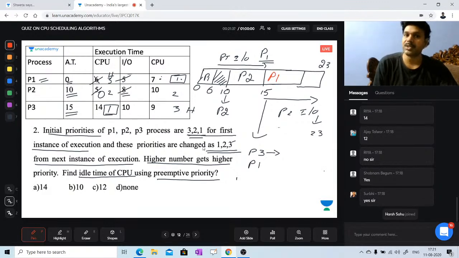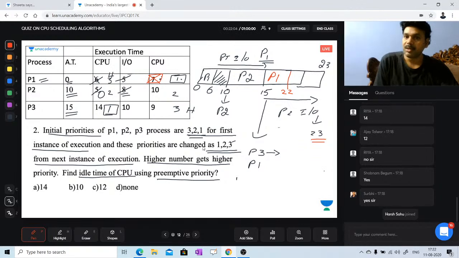So P1 is executed. How many units can I execute? That's very important. I need 7. Can I execute 7? Yes, because P2 wakes up only at 23. Up to 23, I am the higher priority than your P3. So it is going to be executed up to 22. So P1 got completed. It's out of the race now.